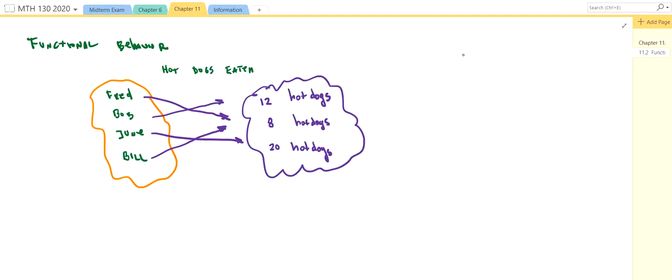But this abstract system is exhibiting functional behavior, because for any given starting condition, each of these individual components has exactly one outcome. Even though Bill and Fred have the same one, this still would be considered functional.